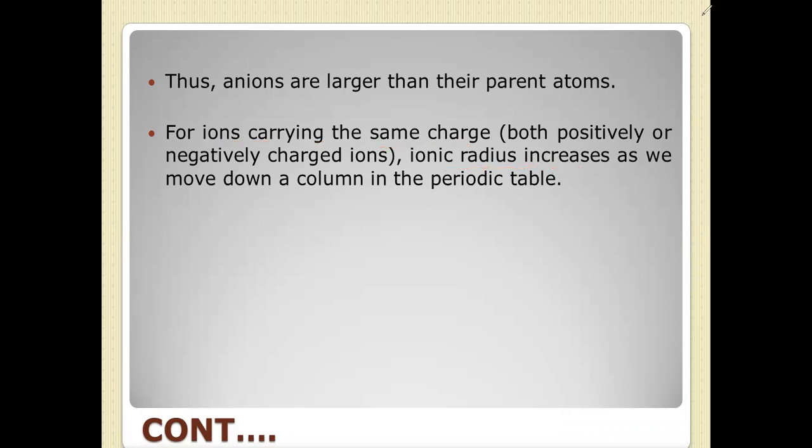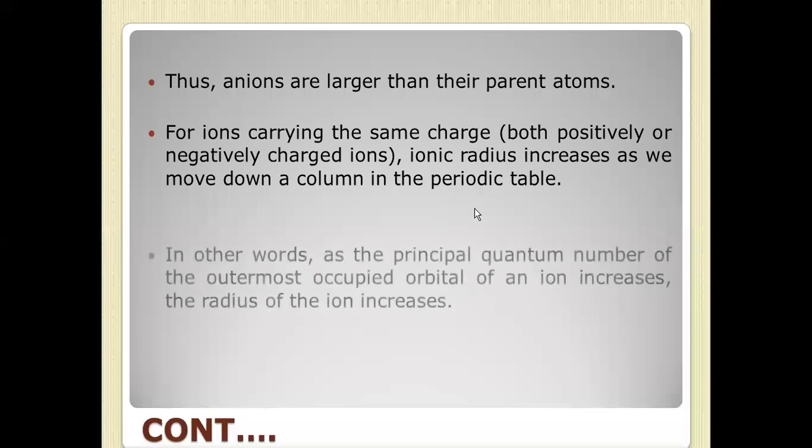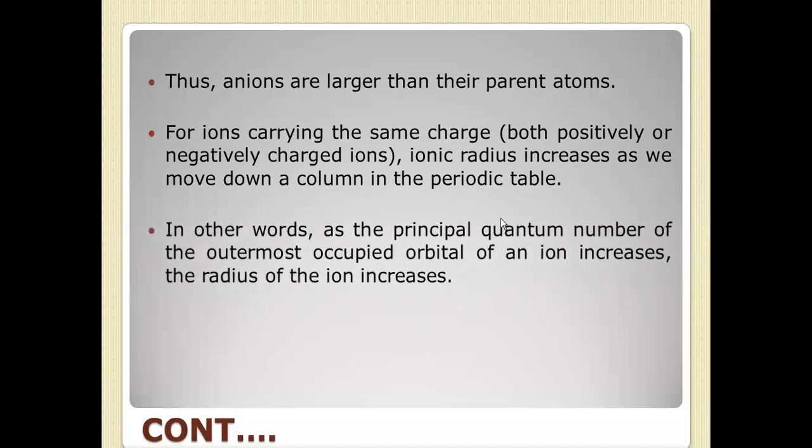In other words, as the principal quantum number of the outermost occupied electron of an ion increases, the radius of the ion also increases, simply like your atomic radius. Down the group, the principal quantum number also increases. That means the number of outermost shells also increases. Therefore, the ionic radius also increases.